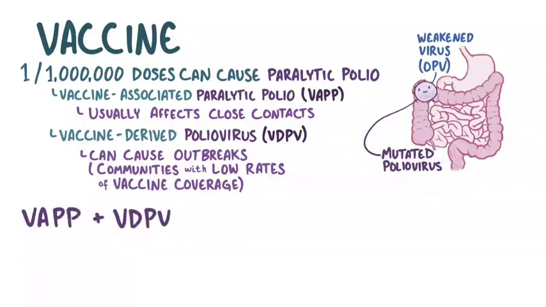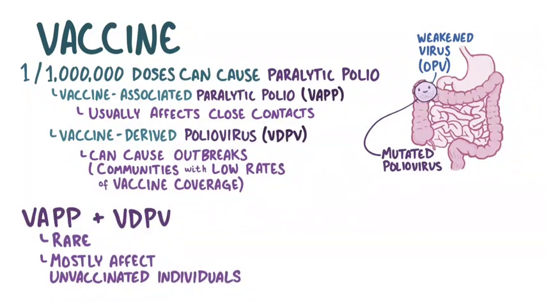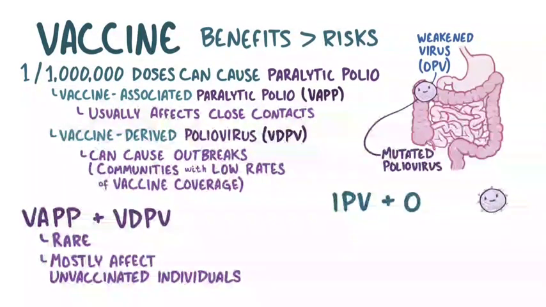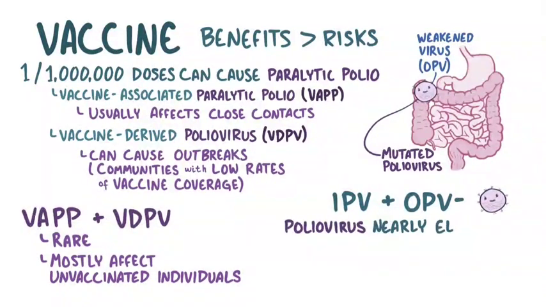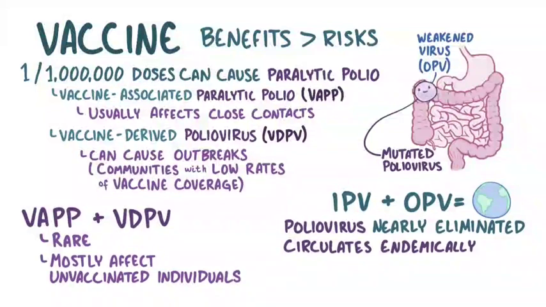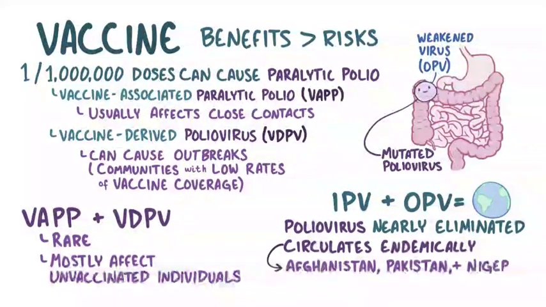VAPP and VDPV are both worrisome, but the events are relatively rare and mostly affect unvaccinated individuals. So the benefits of polio vaccine outweigh the risks, and polio vaccine is recommended. In fact, because of IPV and OPV, poliovirus is nearly eliminated worldwide. It only circulates endemically in a few areas within countries like Afghanistan, Pakistan, and Nigeria, where there's poor public health and limited vaccine coverage.